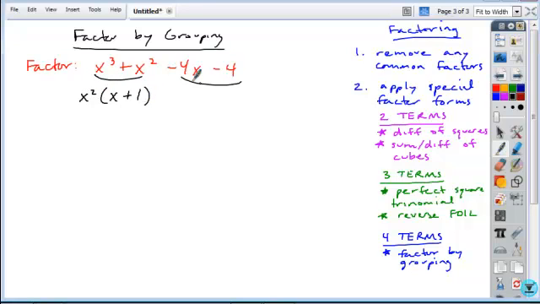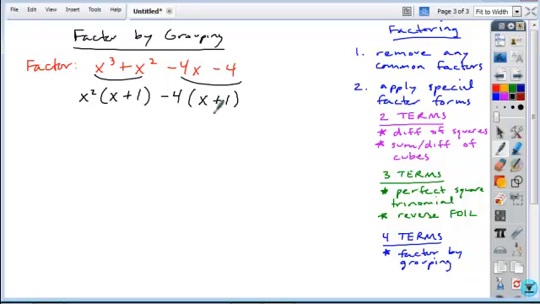Do the same thing with the last pair of terms. What common factor can we remove? -4. Take out that -4. When you divide a -4x by a -4, what's left? Just the x. And when you divide -4 by -4, you're left with +1. Be careful of any negative signs when you're removing common factors like this.